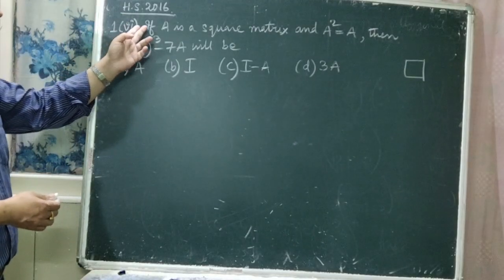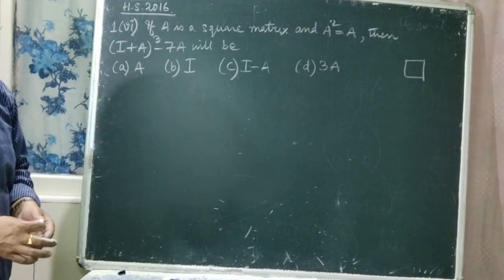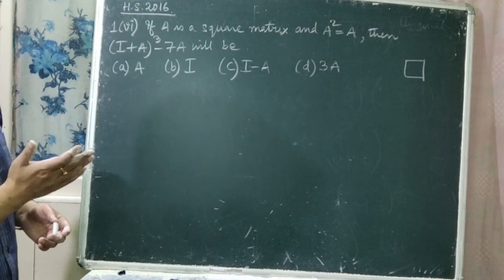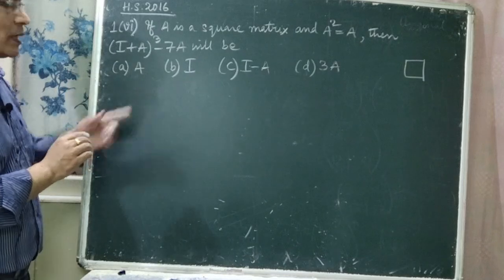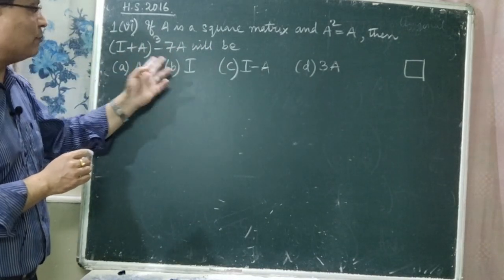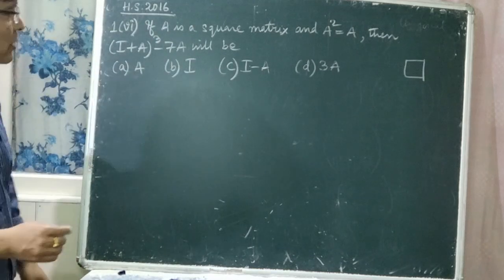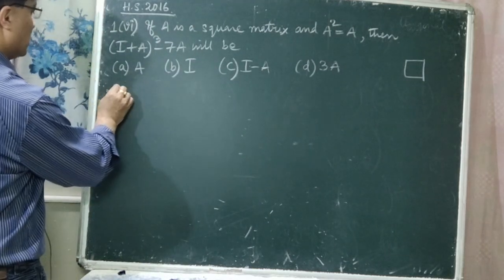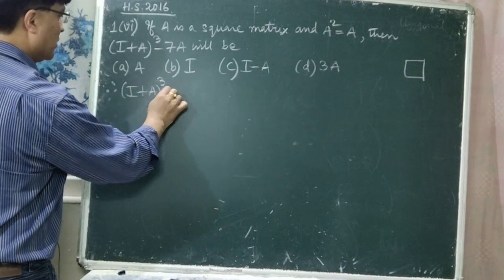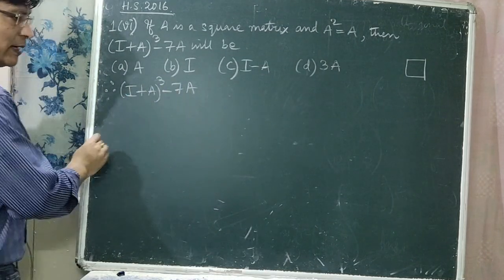This is number 6. If A is a square matrix, that is, number of rows is equal to number of columns, and A square is equal to A is given, then (I plus A) whole cube minus 7A will be what? Is it A, B, C or D? You have to choose the correct option. Okay. Now therefore, what is given here? (I plus A) whole cube minus 7A, right?